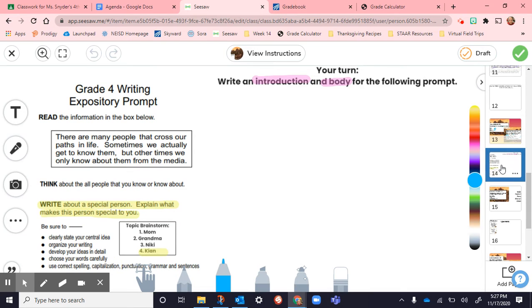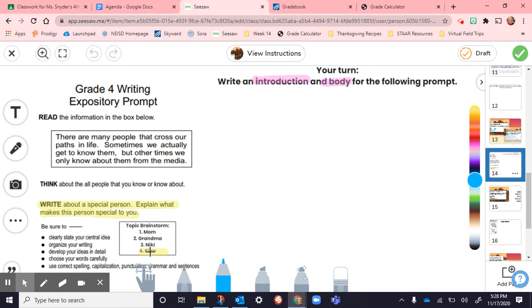But on page 14, they're writing the introduction and the body. So it's not the entire paper. We're not at the conclusion yet. It's just the introduction where they have the hook and the central idea, and then the body where they have their reasons and their supporting details.